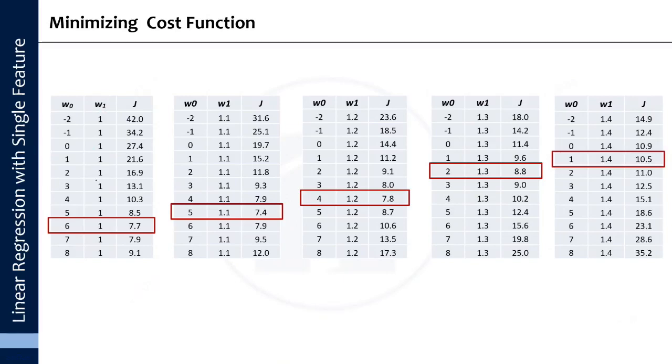If we take a snapshot of all those calculations, we can find the cost functions for different W1s and W0s. For example, for W1 equal to 1 and W0 from -2, -1, 0 up to 8, there are several cost functions, and from this batch the minimum is 7.7. Then we take W1 as 1.1 with the same W0 values from -2 to 8, then W1 equal to 1.2, 1.3, 1.4. For different sets of W1 and W0 we see variations in the cost function. So how do we know the minimum J value? We have to make a 3D plot from here.